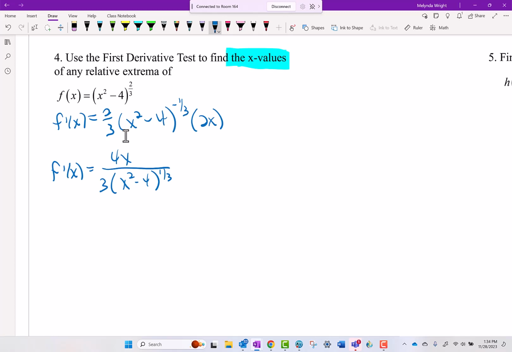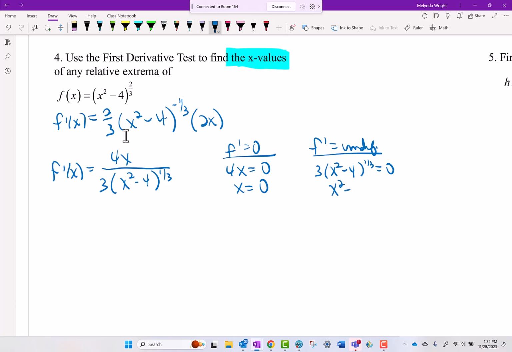Now I have singular points and stationary points. I have both. Okay, so here's where f prime equals 0. We're going to do that kind first. That would be where I set the top equal to 0. So that's a critical number. I got a critical number of 0. That's where f prime is 0. Where f prime is undefined, that's when I set the bottom equal to 0. I solve that, divide by 3, that goes away. Cube both sides, I get x squared minus 4 is 0, so x is plus or minus 2.